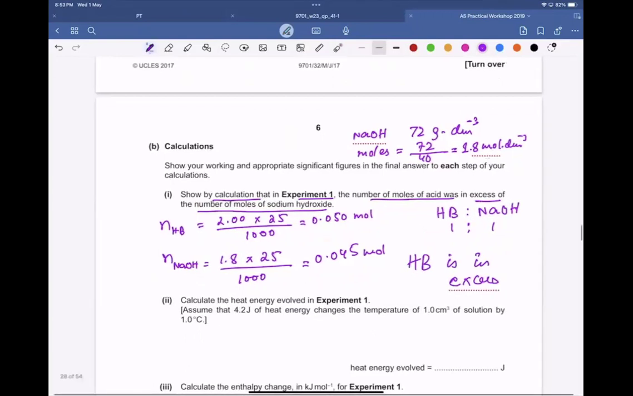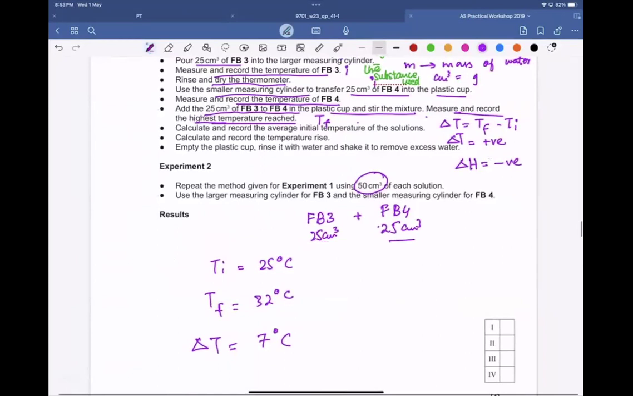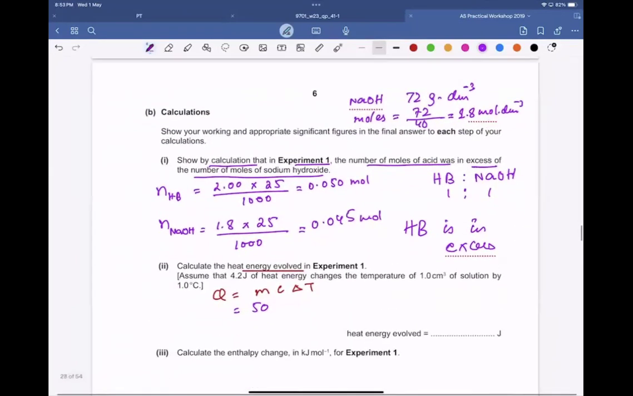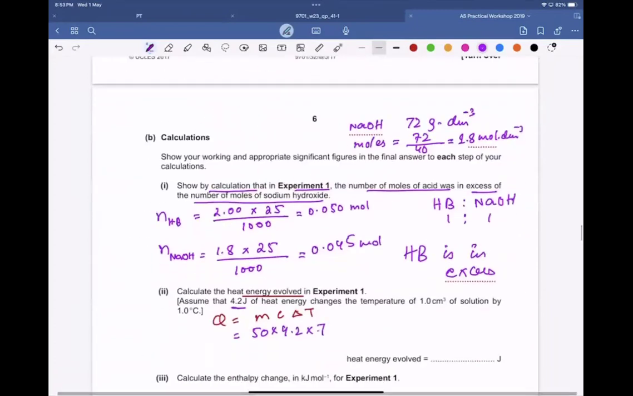Now see what they are saying. Calculate the heat energy involved. So it means they are asking to calculate the Q. So you are going to use this formula, mc delta T. So the mass that is used over here is 50, because the total volume is 50 over here, right? 25 centimeter cube of FB3 and 25 centimeter cube of FB4. The specific heat capacity they have mentioned is 4.2. The temperature change is 7. Can anyone calculate it and tell me the answer?